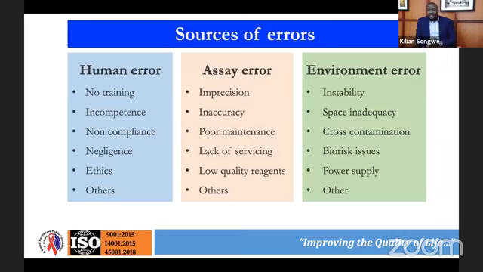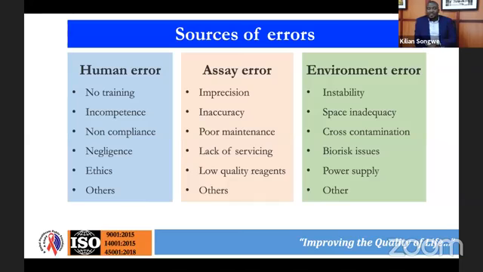It can also be an ethical issue, because we've seen a lot of things happening in the labs, but it's not because the people are not competent, but because there is some degree of unethical behavior. And then there are very many other sources where errors can come from.